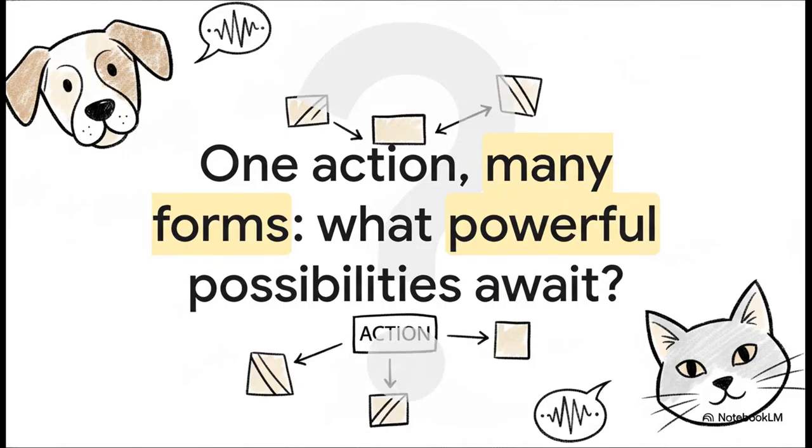So I'll leave you with a final thought to chew on. Think bigger than just animals. What if you had different kinds of shapes that all needed a draw command? Or different user types that all need a login action? Now that you know how to make one single action take on many forms, what kind of powerful, elegant new things can you build?